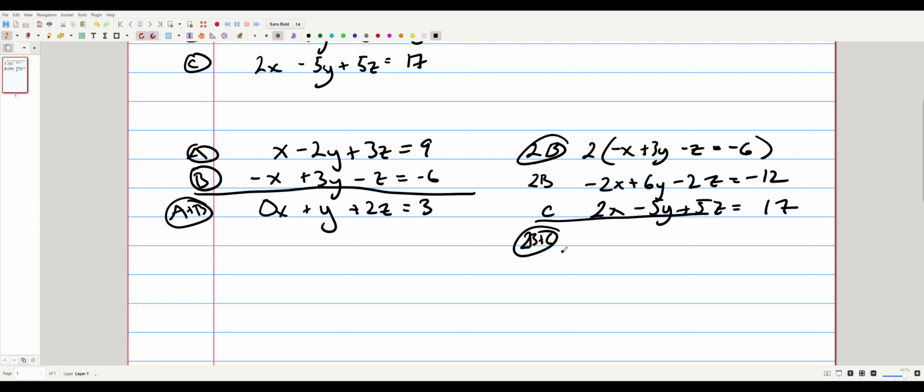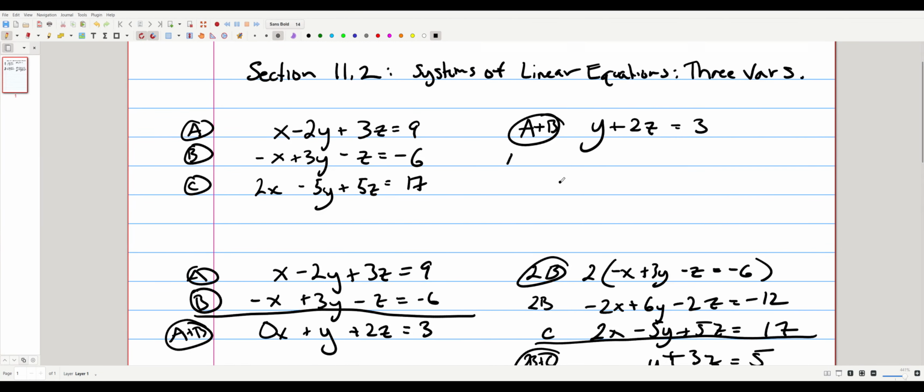And so when I add these together, what do I get? The x's cancel, which is what we want because we got rid of the x's in the first equation. We want to do the same here. 6y minus 5y is y. Negative 2z plus 5z, that's positive 3z. Negative 12 plus 17 is 5. And so now we have another equation of two variables, right? So let's scroll back up here, and I'm just going to write B plus C, even though I did multiply B by something. It's y plus 3z is equal to 5.